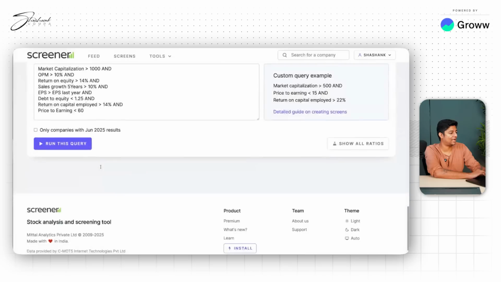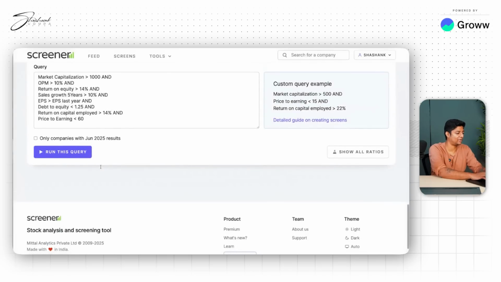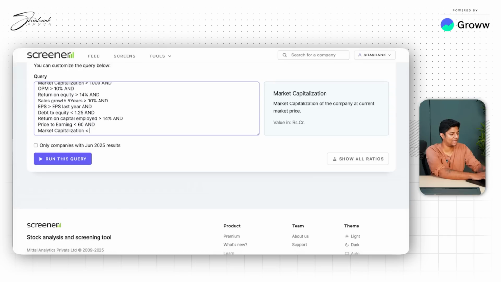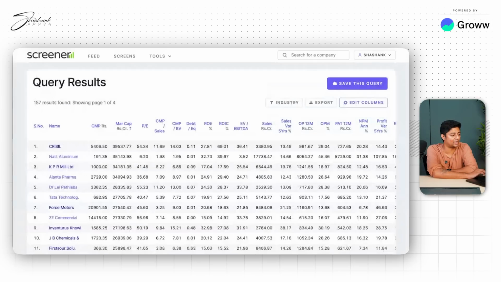Then I will say, look, I am a slightly aggressive player. I don't want to invest in large cap. I want to invest in mid cap and small cap. So here I will put another market capitalization filter and say, show me companies that are below 40,000 crores and above 1,000 crores. Now I'm plainly playing mid and small cap, and not large cap, because I want to buy companies today that can grow really well. Now I get 157 companies.